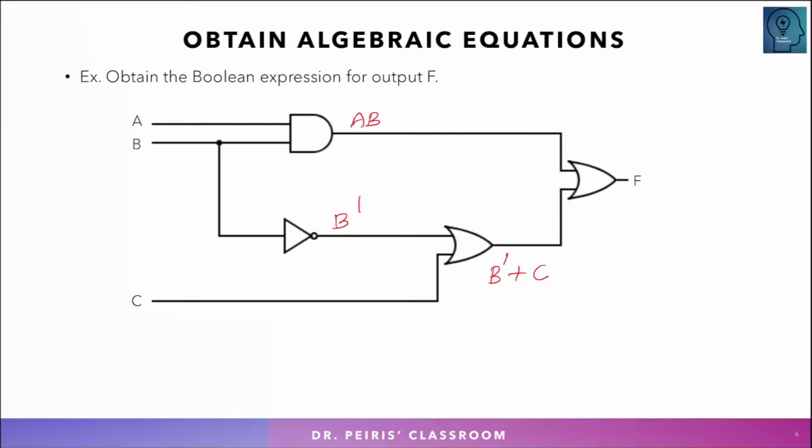So be careful when you do this because this is a single term, so if you want you can put a parenthesis. So this is AB or (B prime or C). In this case we don't need the parenthesis because it is the OR between each and every term, so you can get rid of the parenthesis because we are doing the OR operation between both terms AB and B prime or C. So this is the final expression for the output F.